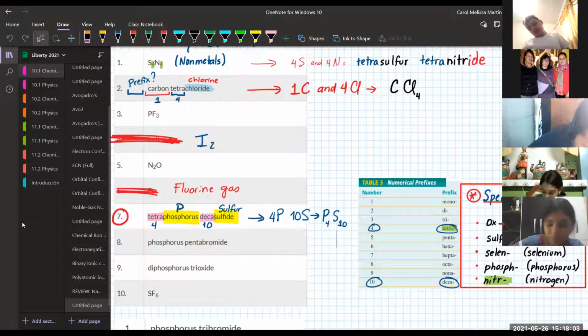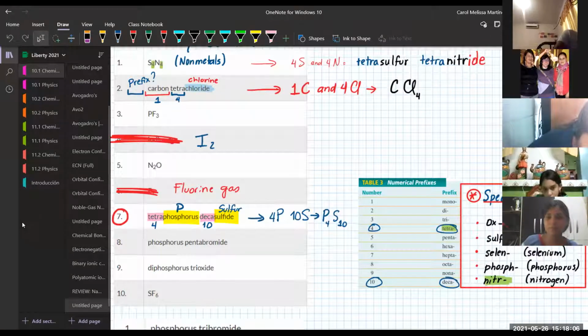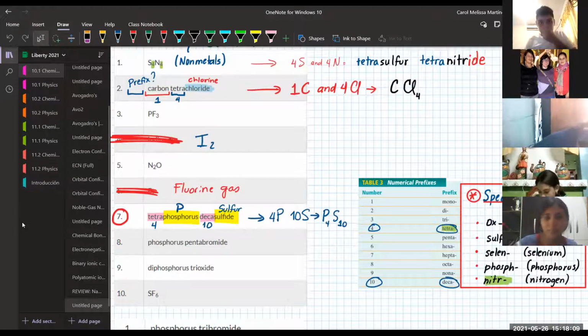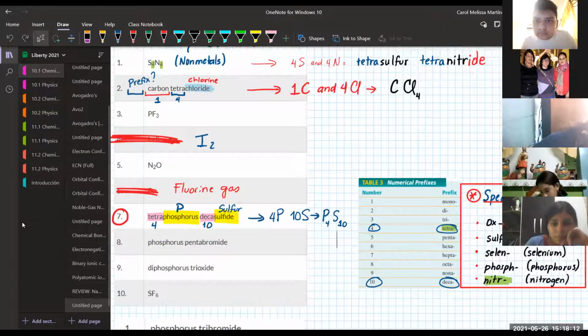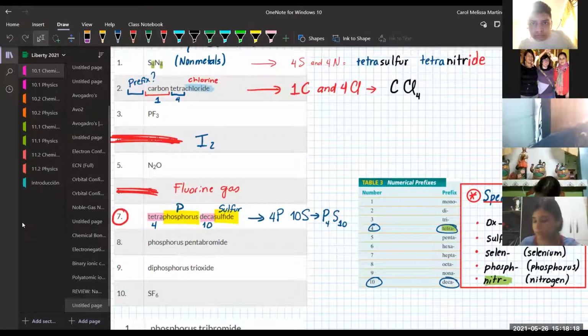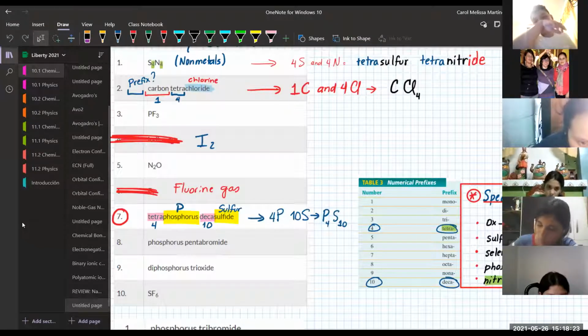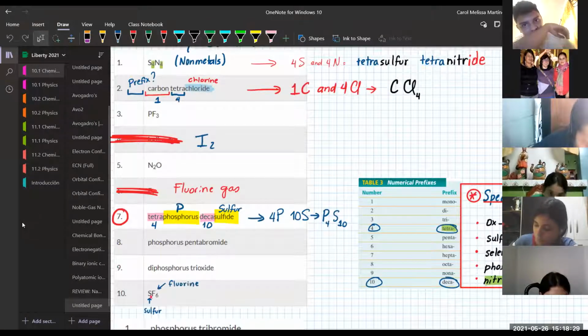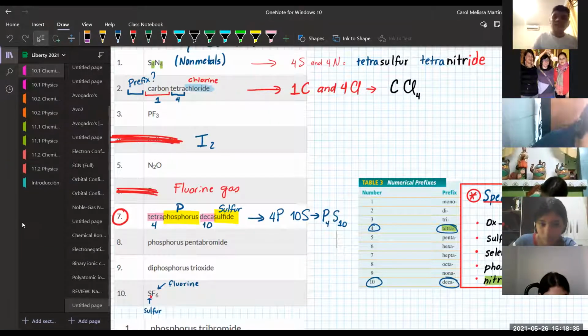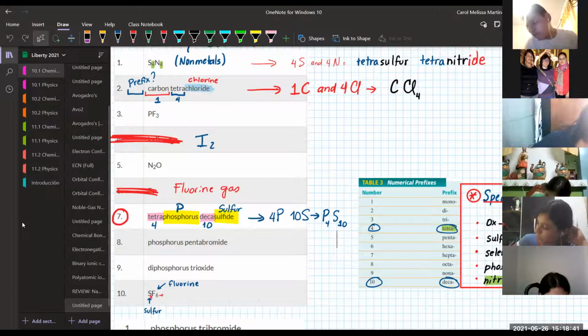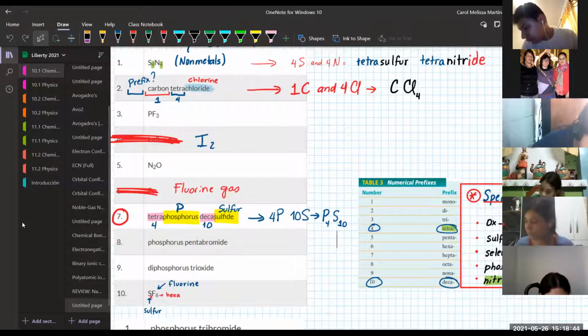Okay, let me see. The number 10 says sulfur and fluorine. Here no prefix, okay? And then the 6 refers to the prefix hexa. So how can we name this compound?